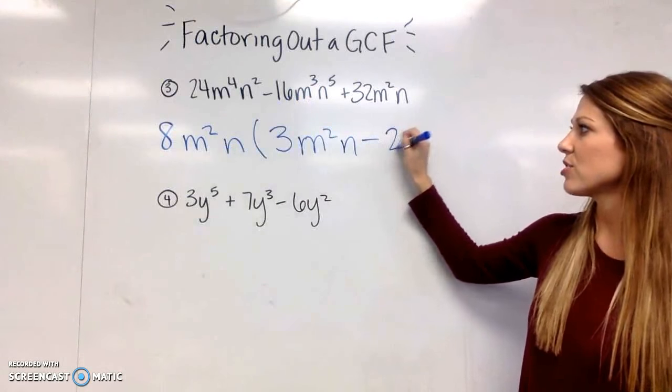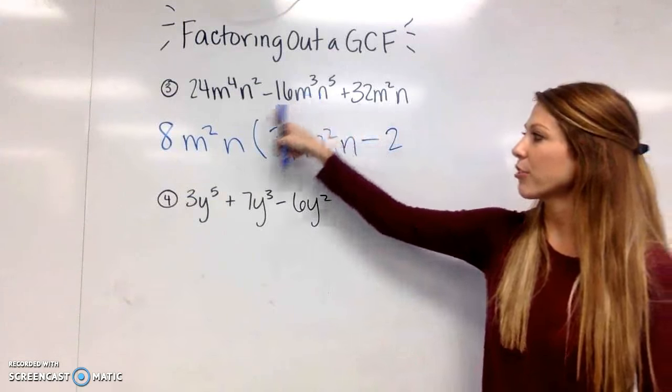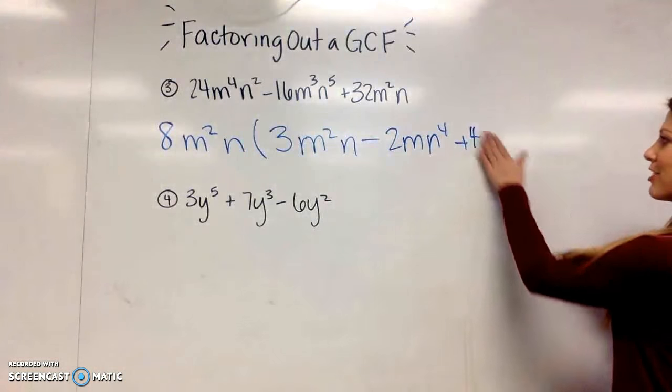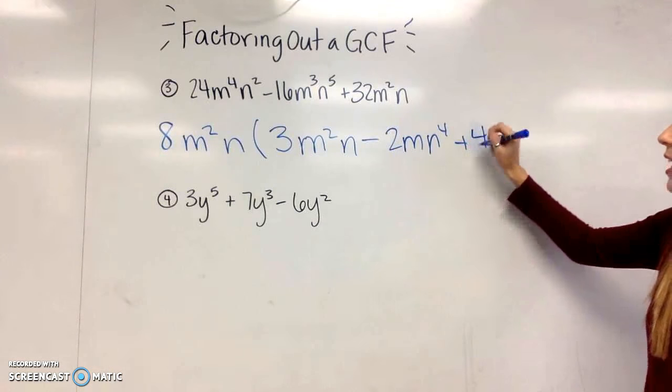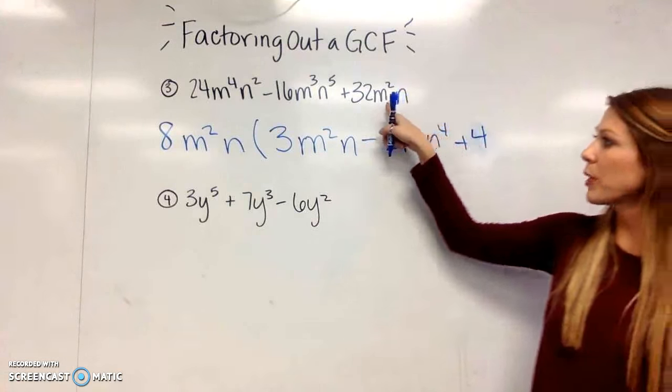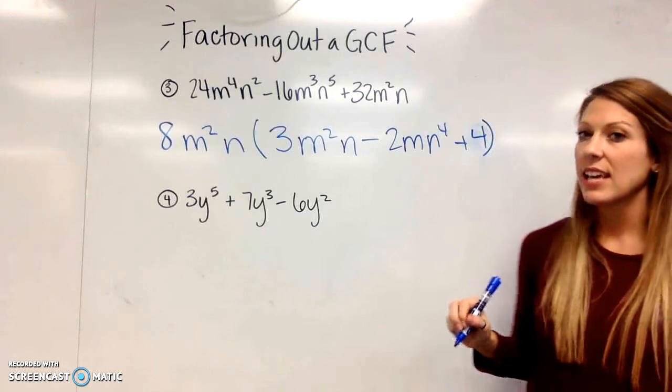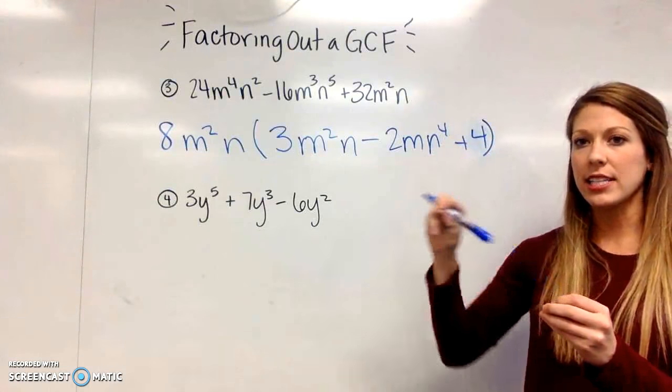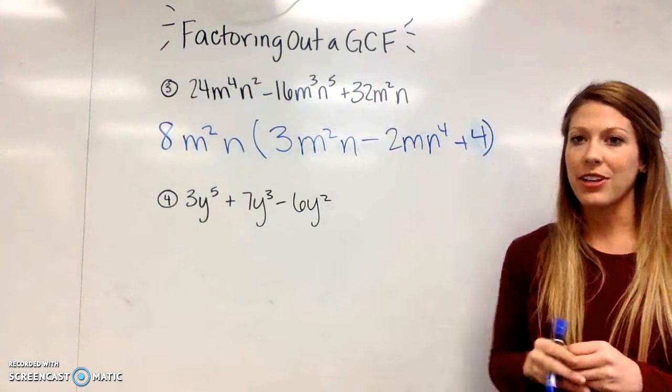16 divided by 8 is 2. We started with m cubed, took out 2, so we have 1 m. Started with n to the 5th, took out 1 n, so n to the 4th. 32 divided by 8 is 4. Just making sure I'm not coming off the screen here too much. M squared, we pulled out m squared, so there are no m's left to spare. We started with an n and pulled out an n, so this is not going to have any n's either. So we're just going to leave it just like this. And again, if we were to distribute that greatest common factor, we'll end up with what we started with.